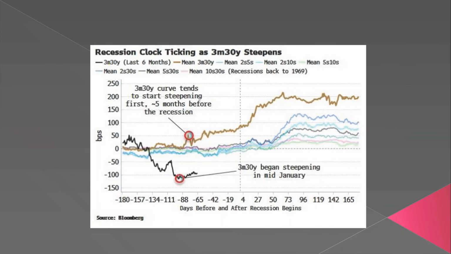I posted this graphic in last week's Subscribers Technical Analysis newsletter. With the 3-month, 30-year Treasury having begun to steepen in January, we know historically that the curve tends to begin steepening first, approximately 5 months before the recession. Since July, we have seen weakening equity markets, which normally occurs after the last Fed rate hike, which may turn out to have been July.